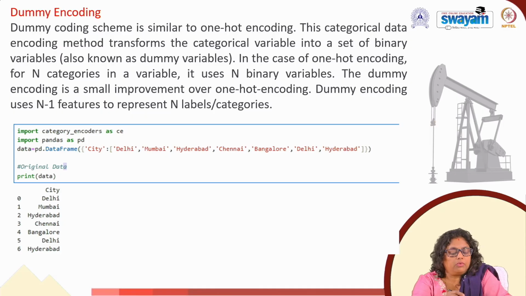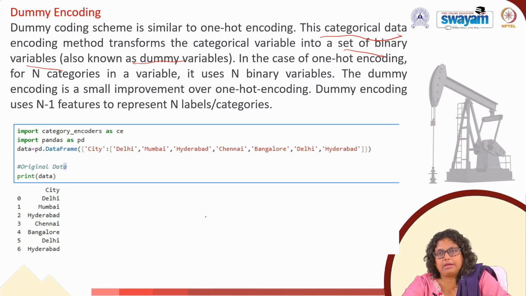Now we are taking the dummy encoding. As we have seen, it is similar to one hot encoding. It is used for categorical data, where we want to transform the categorical data into numerical data or a set of binary variables, known as dummy variables. In one hot encoding, n categories in a variable use n binary variables, but here it will take n minus 1.